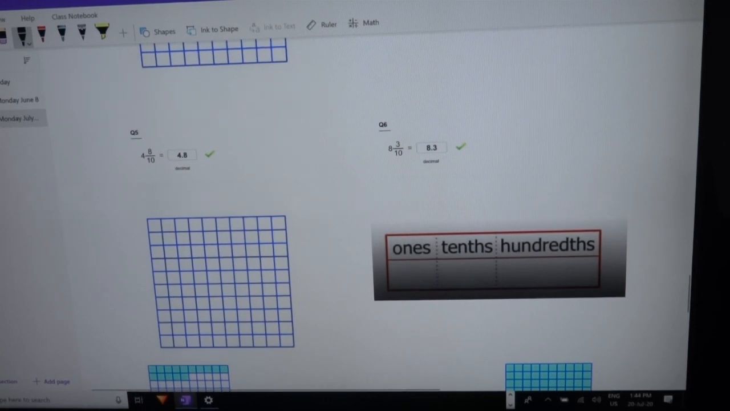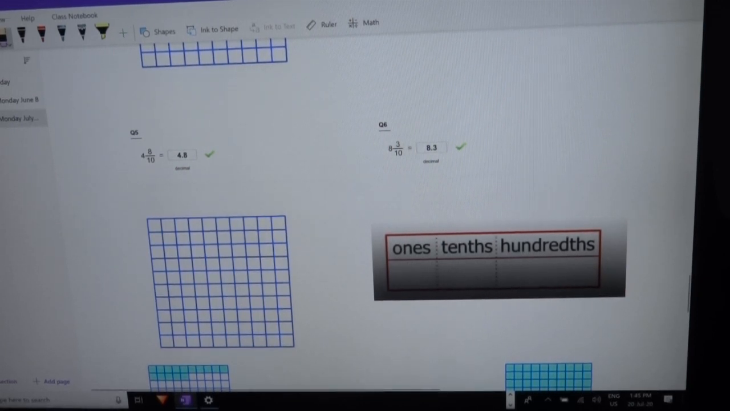This one here, question 5, 4 and 8/10ths. Okay, I've got 4 ones and I have 8/10ths, so my answer would be 4.8. I could put in a 0 there and say, okay, well I've got no hundredths as well, but we don't need to worry about that. They're only going to the tenths, 1 decimal place.